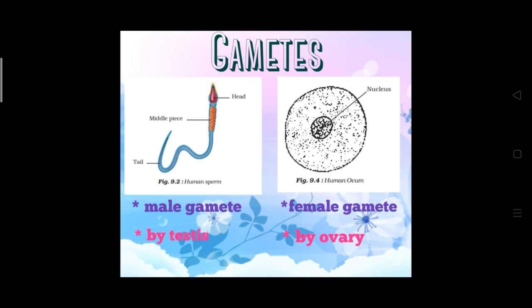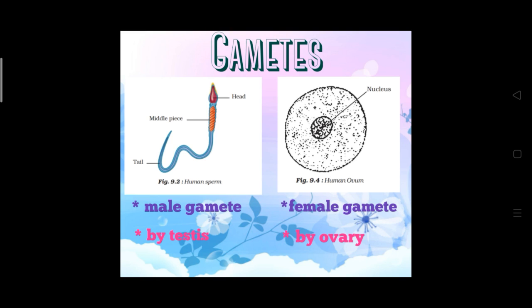These are the gametes in the human body. The first one is the human sperm and the second picture is the human ovum. Sperm is the male gamete and ovum is the female gamete. Sperm is produced by the male part, testis, and ovum is produced by the female part called ovary. And these two gametes will fuse together to form a new cell called zygote.